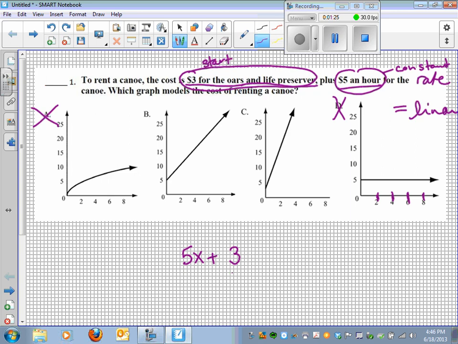You're looking for something that crosses at 3. It's not that one. And that changes at a rate of 5. So the answer is C. Okay, moving to the next problem.